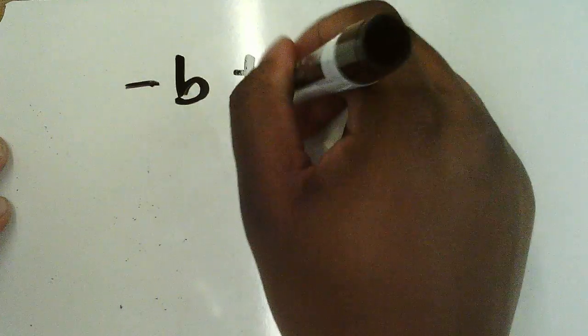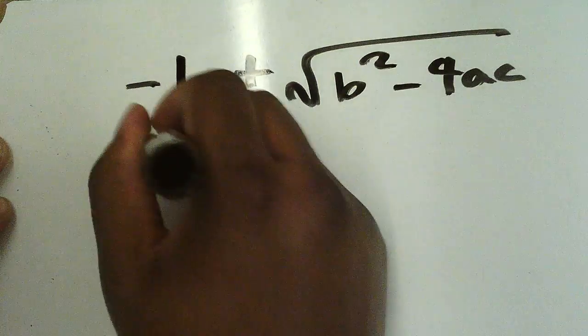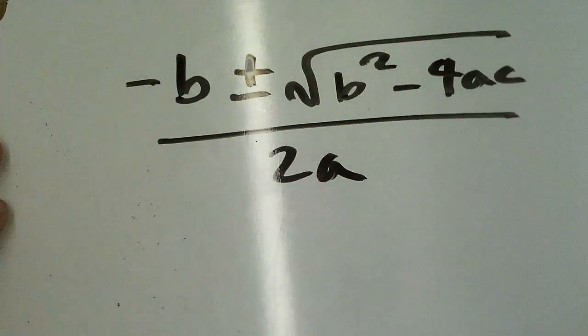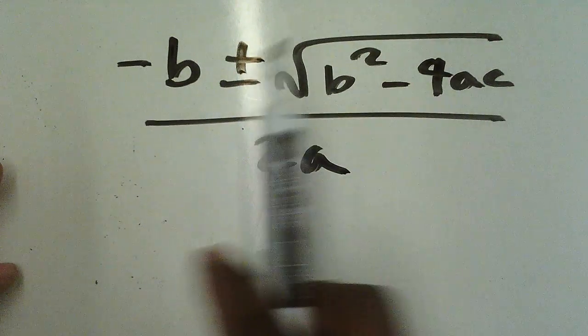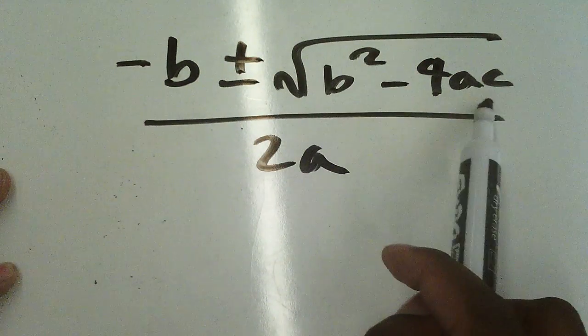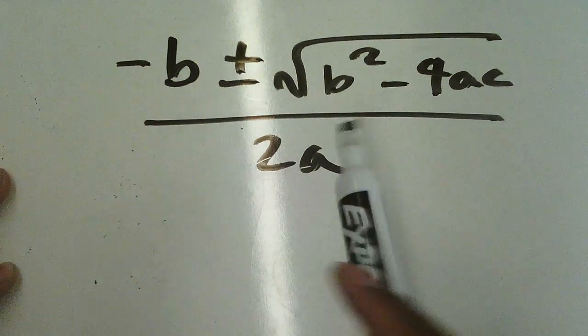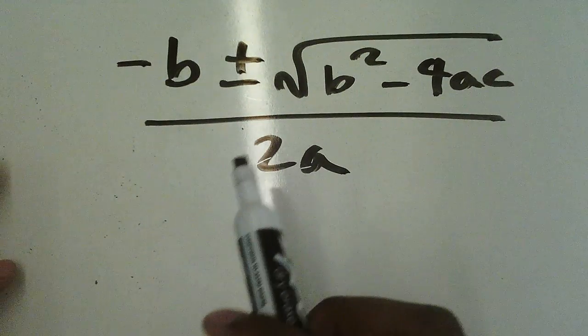All right, so basically, let's just remember what the quadratic formula is. The quadratic formula is negative b plus or minus the square root of b squared minus 4ac all over 2a. I posted that video. For those of you who don't remember, just do that one.